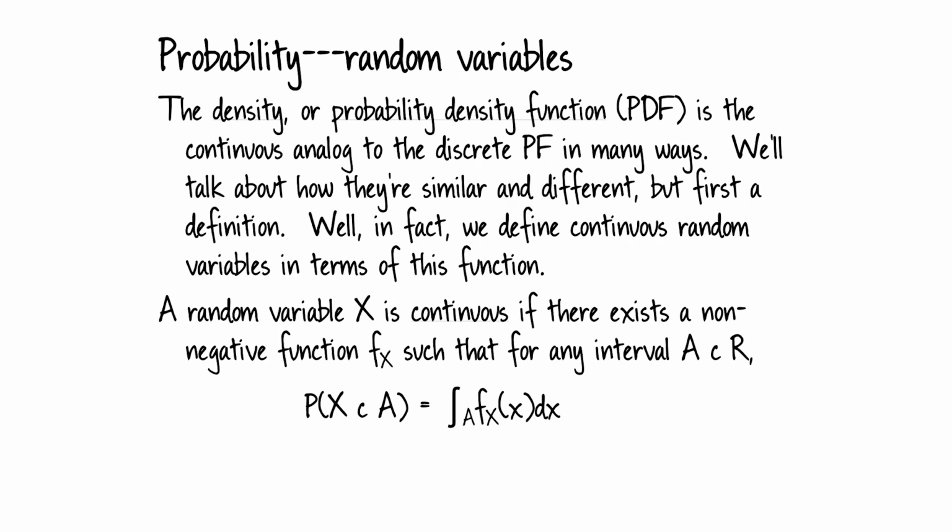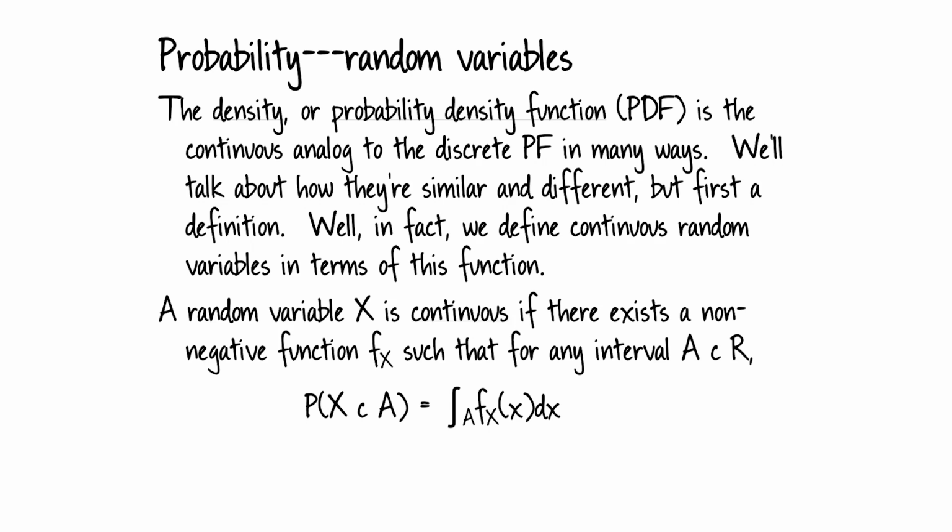It's an analog in a lot of ways to the discrete probability function that we were just discussing, and the next slide will talk about how they're similar and different. But first, let me give you a more formal definition of what a PDF, or probability density function, or density is. Okay? In fact, we define continuous random variables in terms of this function. A random variable X is continuous if there exists a non-negative function, f sub X, such that for any interval A in the real line, the probability that X is in A is just equal to the integral over that region A of the PDF, f sub X.